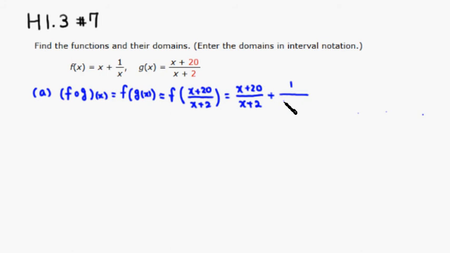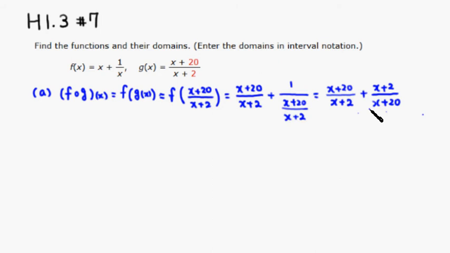Now x is x plus 20 over x plus 2. So this is just a reciprocal, so I'm going to rewrite that. I'll keep the first one as it is, and this is going to be just a reciprocal, so I'm going to put x plus 2 on top and x plus 20 on the bottom. So that's going to be the f of g of x.